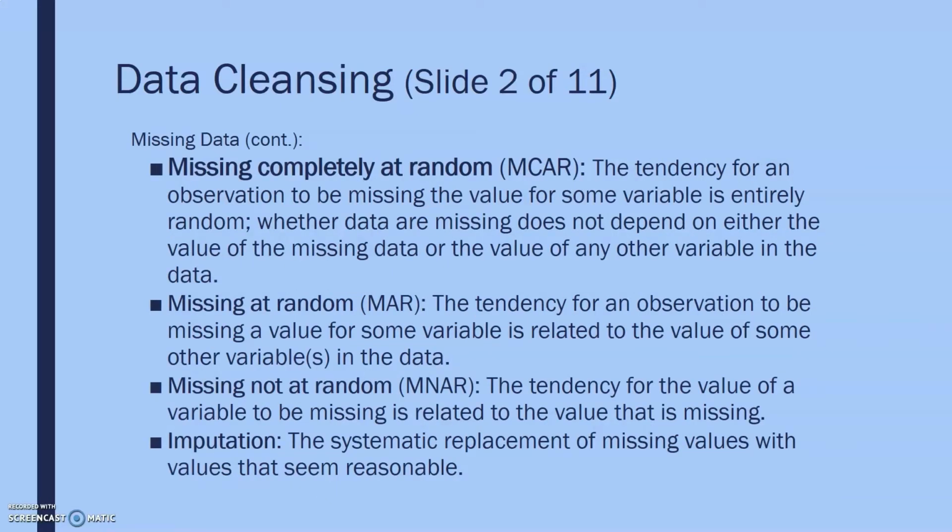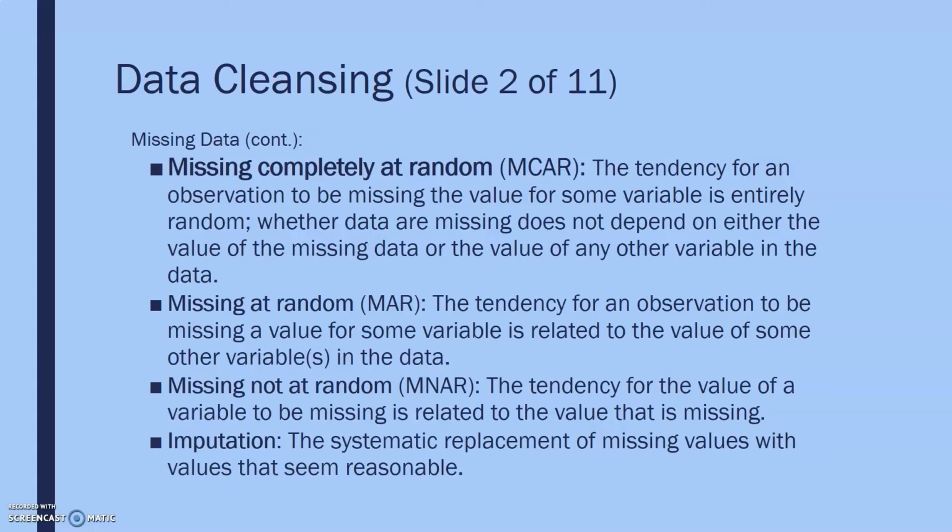Now, deciding on a strategy for dealing with missing data requires some understanding of why the data are missing and the potential impact these missing values might have on an analysis. If the tendency for an observation to be missing the value for some variable is entirely random, then whether data are missing does not depend on either the value of the missing data or the value of any other variable in the data. So this is called missing completely at random, or MCAR.